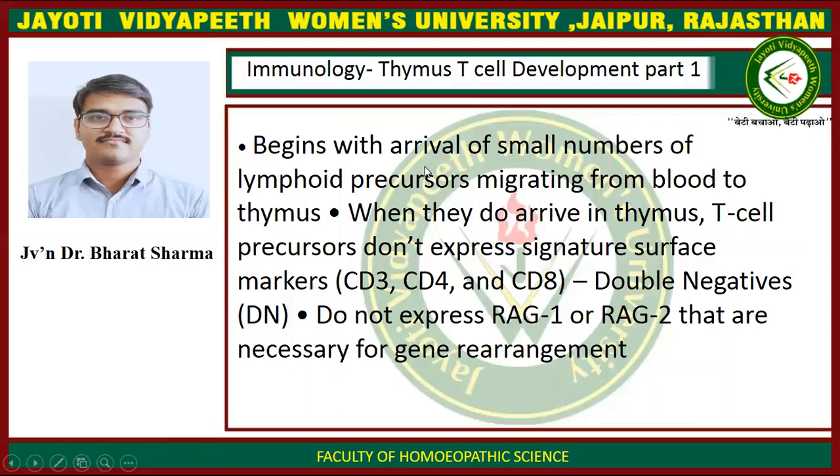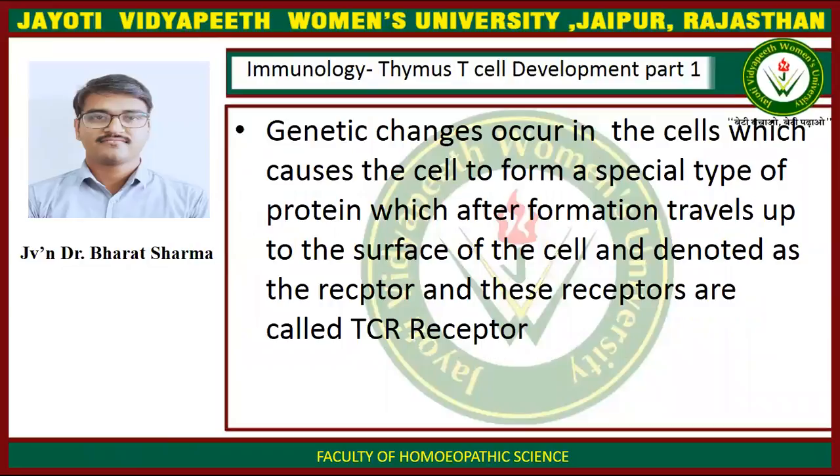It begins with the arrival of a small number of lymphoid precursor cells migrating from blood to the thymus. When they arrive in the thymus, T cell precursors do not express signature surface markers like CD3, CD4, and CD8. Double negative cells do not express RAG1 and RAG2, which are necessary for gene rearrangement. Genetic changes occur in the cell which cause it to form a special type of protein, which after formation travels to the surface of the cell and acts as the receptor, and these receptors are called TCR receptors.